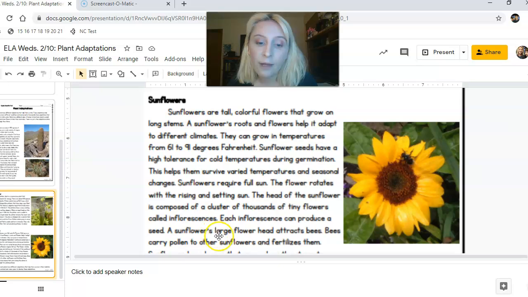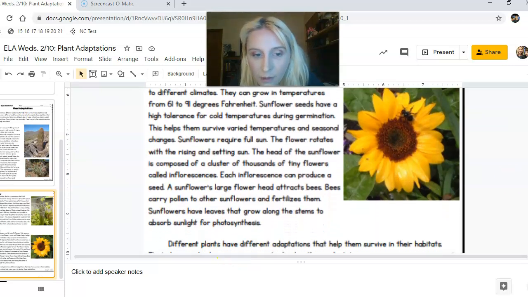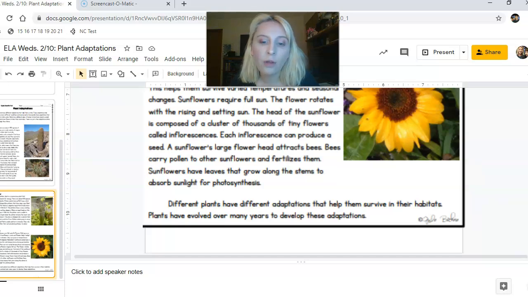A sunflower's large flower head attracts bees. Bees carry pollen to other sunflowers and fertilize them. Sunflowers have leaves that grow along the stems to absorb sunlight for photosynthesis. Different plants have different adaptations that help them survive in their habitats. Plants have evolved over many years to develop these adaptations.